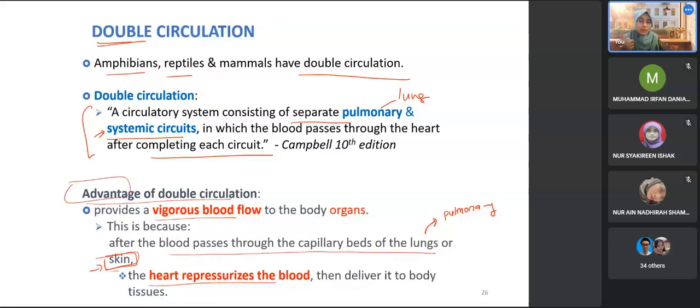So the heart will pump for the first time, so that blood enters into the pulmonary circuit or pulmocutaneous circuit for gaseous exchange, and then back to the heart. And then the heart will pump oxygen-rich blood again to the systemic circuit, because the systemic circuit is the longest circuit that distributes the oxygen-rich blood throughout the body.